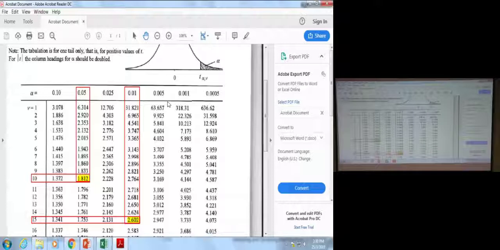So referring to degrees of freedom 10, this 1.812, the chance of being bigger than 1.812 is 5%. That's how we read it. So the chance of a chi-square random variable with degrees of freedom 10 being greater than 2.764 is 1%.